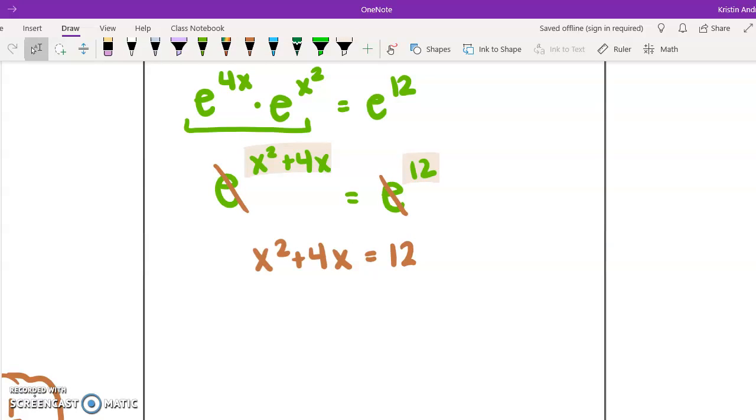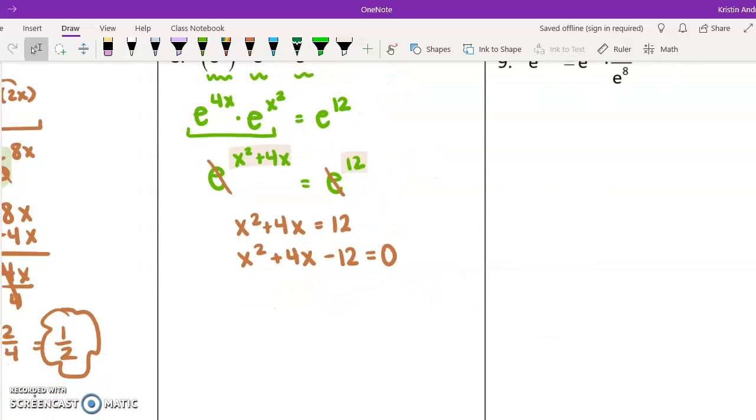When we were in Algebra 2, we learned that when you have a quadratic which has an x squared in it, you want to move everything over to one side. So subtract the 12 over. And you want the quadratic to be set equal to 0. And now what we're going to try to do, we're going to try to factor.